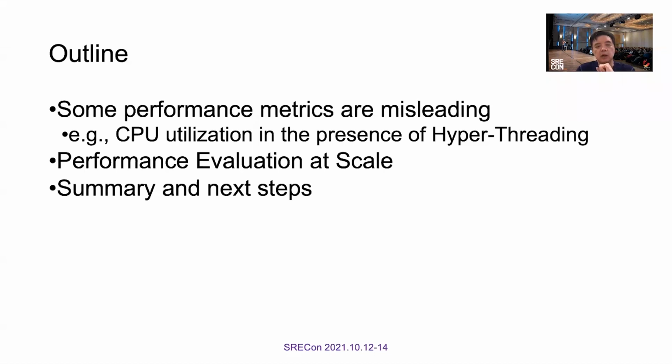We're going to focus on two aspects of performance analysis at scale in the data center. The first is that some performance metrics might be misleading. We're going to point out one of them, CPU utilization. The second topic is that when we evaluate performance at scale, sometimes the conclusion can be misleading. We're going to talk about how to address that and some of the tools you can download and play with.